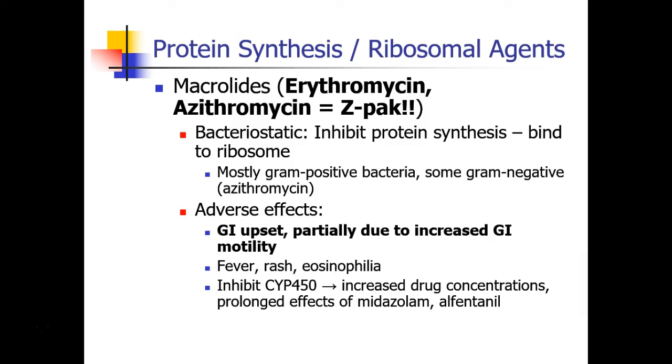Common adverse effects include GI upset, and this may partially be due to increased GI motility, as we see with erythromycin, and we've discussed this in previous lectures. Other adverse effects include fever, rash, eosinophilia, and inhibition of the cytochrome P450 enzyme, leading to increased drug concentrations of certain medications and prolonged effects of midazolam and alfentanil.